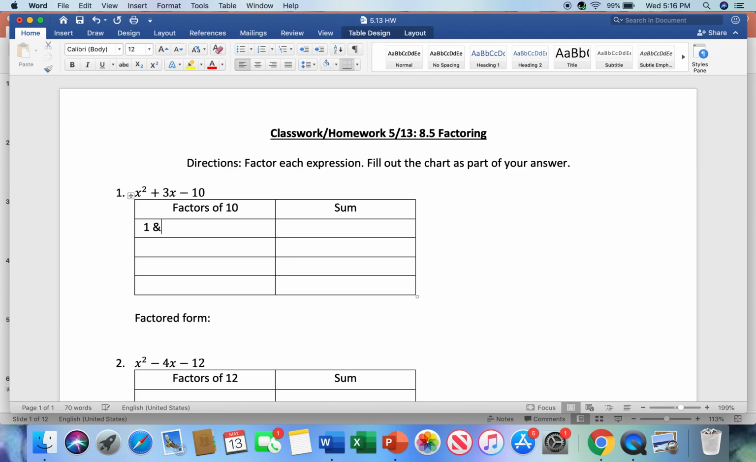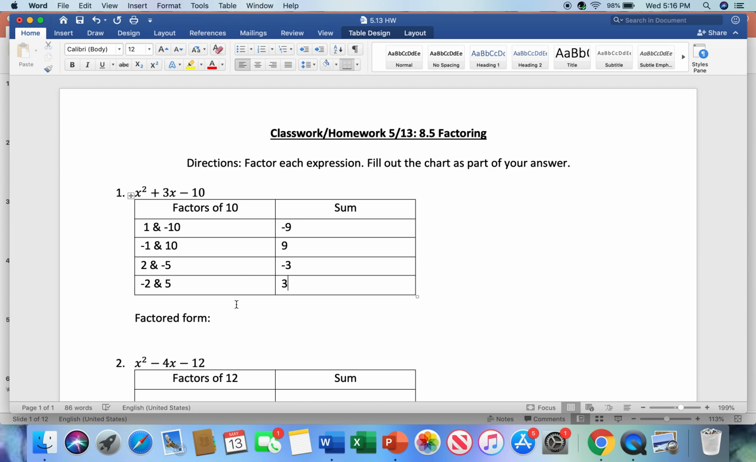So we have 1 and 10, or we have 1 and negative 10. And what's the sum of 1 and negative 10? Negative 9. We can have negative 1 and positive 10. What's that sum? 9. We can have 2 and negative 5, and their sum is negative 3. And we can also have negative 2 and 5. What's that sum? Positive 3.